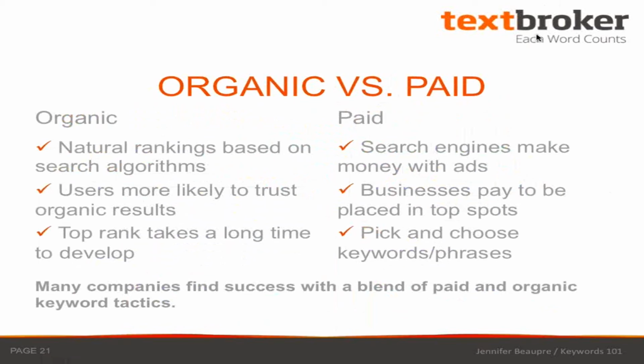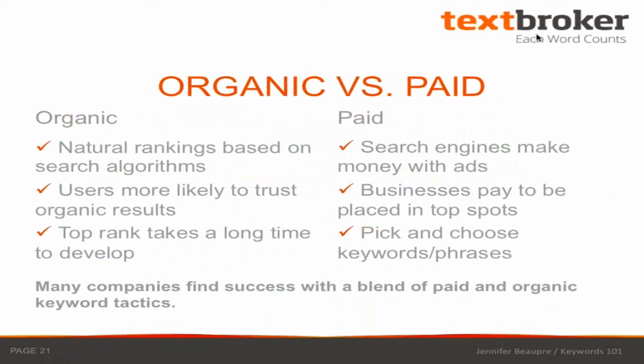So organic versus paid. With organic, you get natural rankings based on the search algorithms that we talked about. Users are much more likely to trust organic results. But a top ranking in organic search results takes a long time to develop. If you're a small sporting goods company, for example, and you're going up against a company like Dick's Sporting Goods that has a huge marketing department and a lot of internet real estate, it's going to be difficult to compete against them for some of those bigger keywords. So just keep that in mind in organic search.